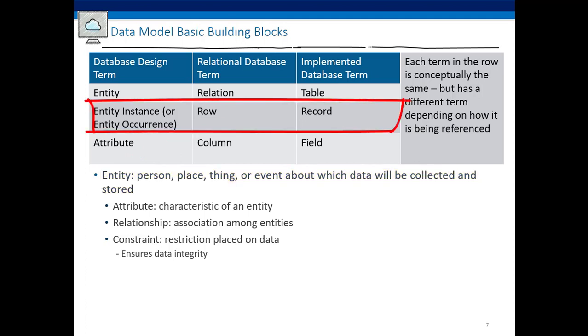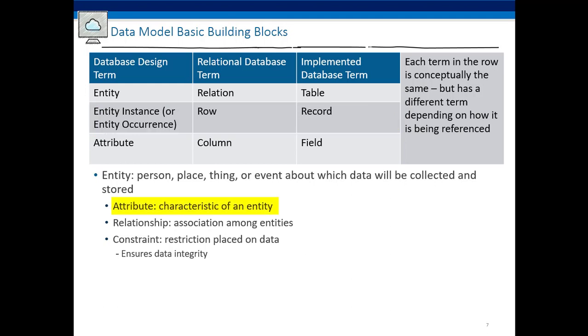The rows then are records, and they're known as entity instances or entity occurrences when you're in the database design phase, called a row in relational database terms. And when we implement the database, it's called a record. Finally, each entity will have characteristics. These are like adjectives describing the person, place, or thing. In database design, we're going to call that an attribute. The relational database term is column. And when we've implemented the database, we'll call it a field.